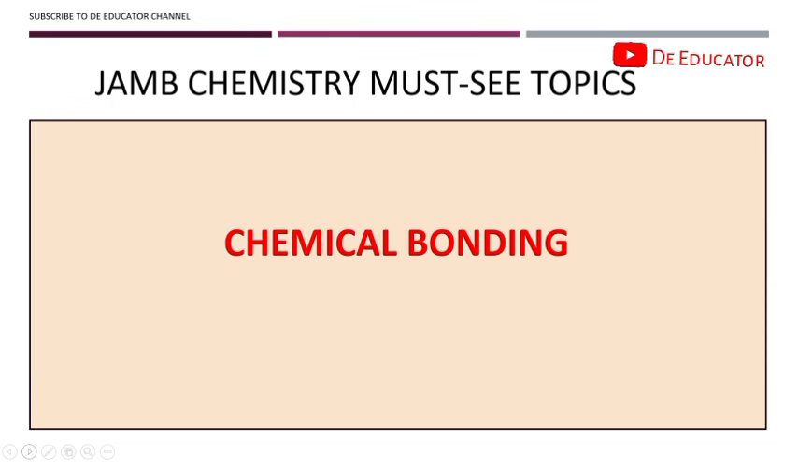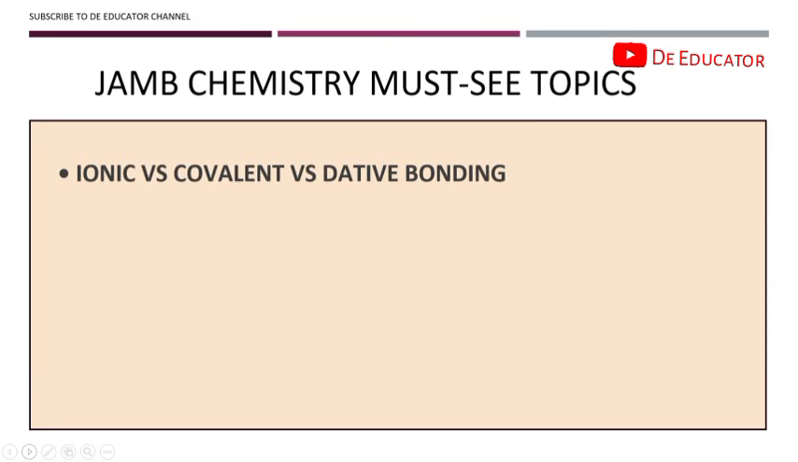Then another topic, the third topic that you should take note of, is chemical bonding. Right, chemical bonding. It is a very, very easy topic. So, what are some of the things that you should be expecting under chemical bonding? The first thing you should be expecting is how to differentiate between ionic, covalent and then dative bonding.